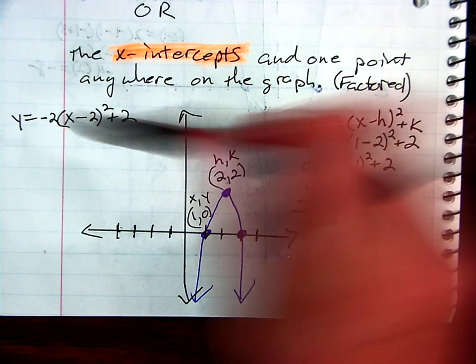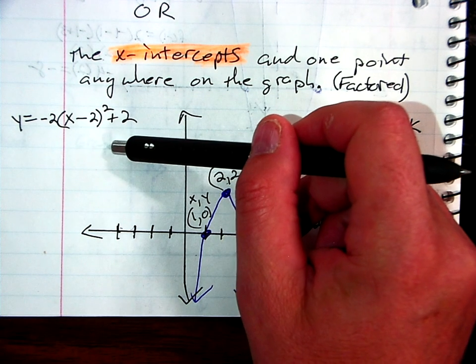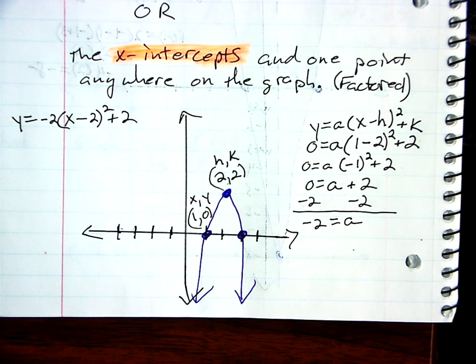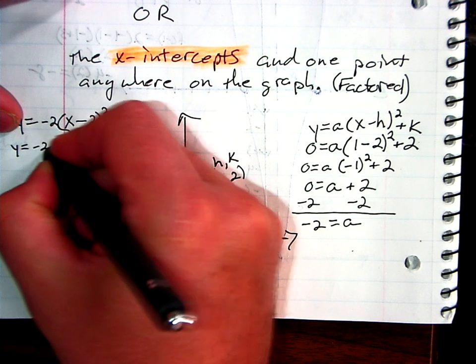So, question, can I turn this into standard form? You have a 50-50 chance, yes or no? Yes is the correct answer. So to do so, all I do is multiply everything out. So the y stays put, and then I'm going to rewrite it.